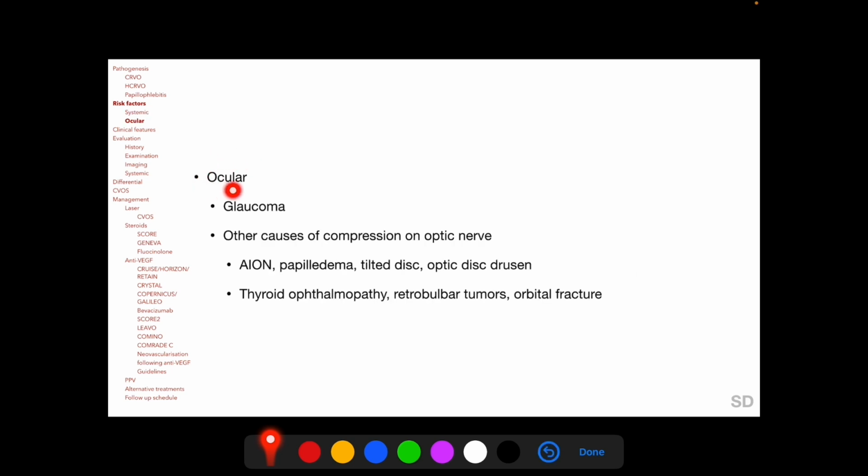Ocular risk factors of CRVO include glaucoma, which is very important to remember, and we may note here that glaucoma can increase the incidence of CRVO, and CRVO in turn can cause glaucoma, chiefly neovascular glaucoma. CRVO can also occur from other causes of compression on the optic nerve. Causes of internal compression of the optic nerve include acute ischemic optic neuropathy, papilledema, and optic disc drusen, and external causes of compression of the optic nerve include thyroid ophthalmopathy, retrobulbar tumors, and orbital fractures.